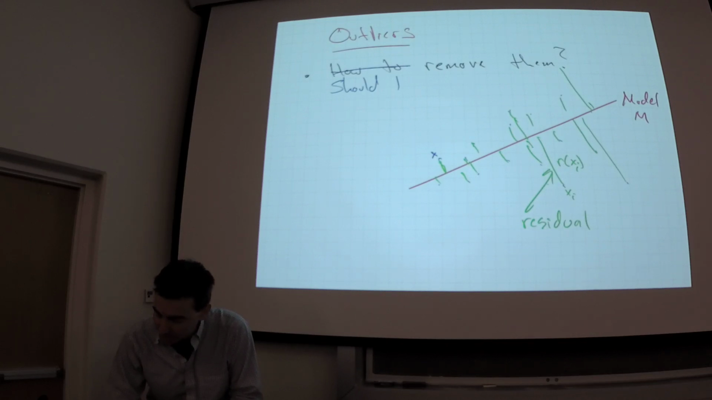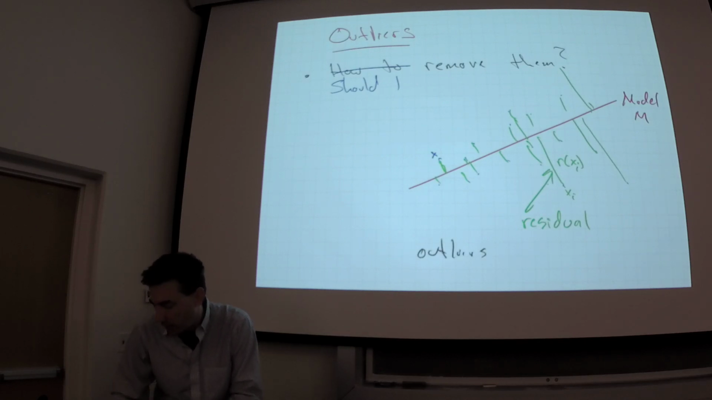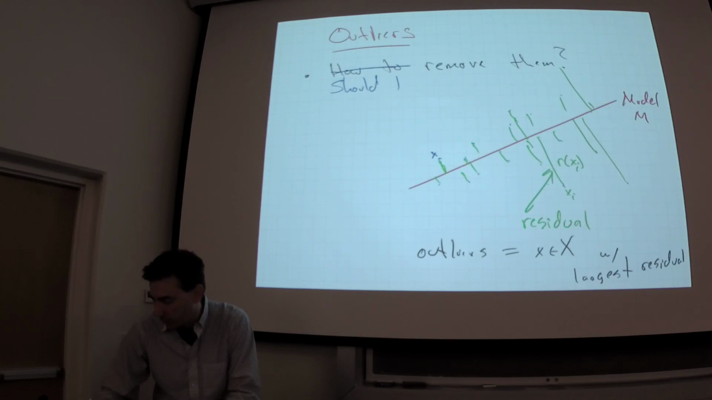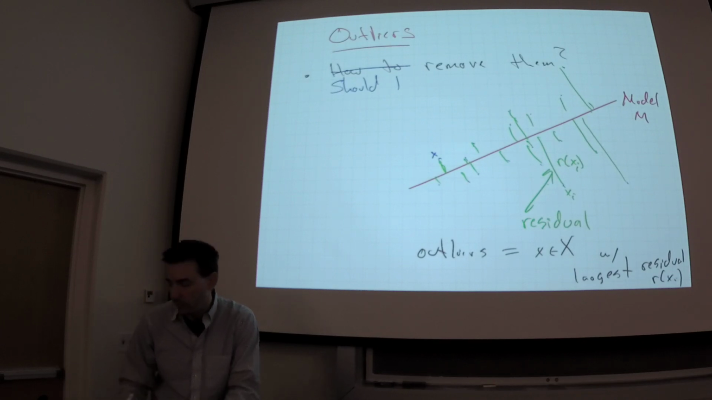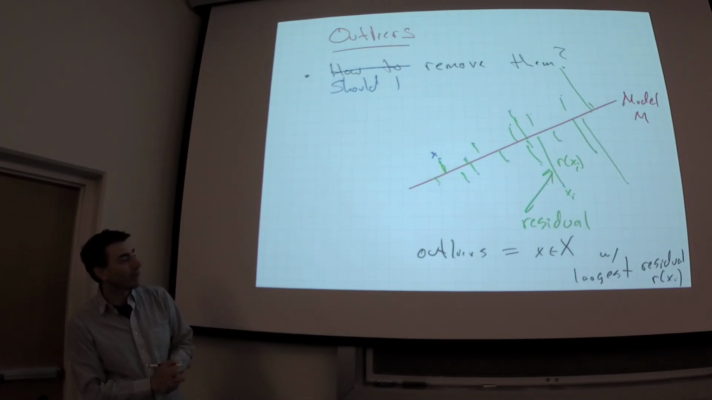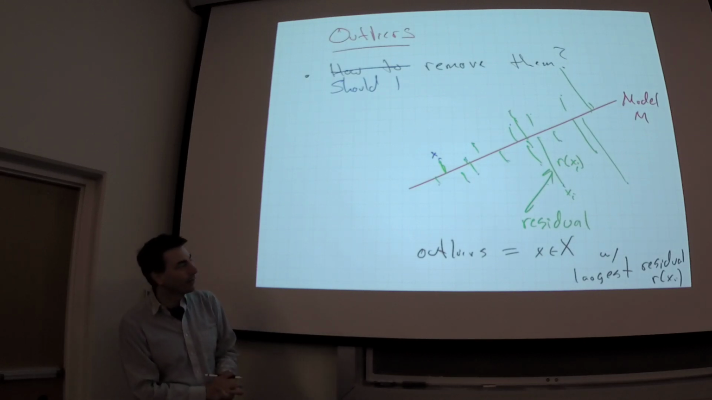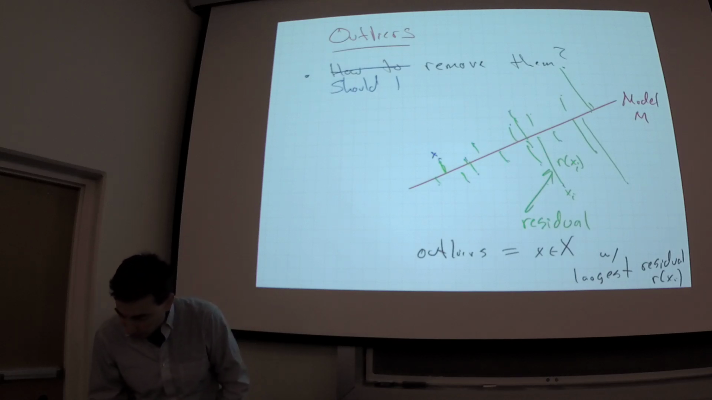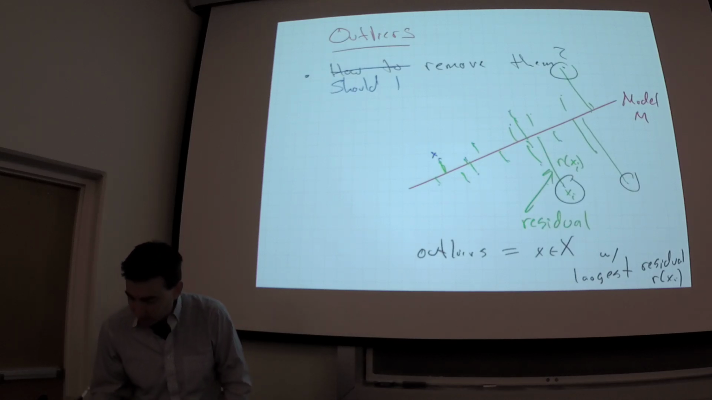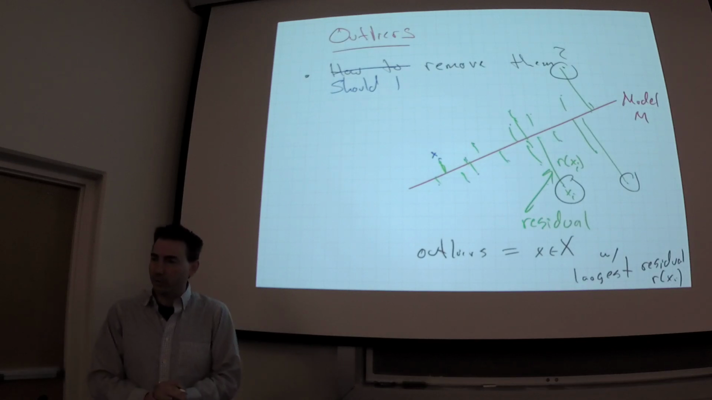So then hopefully it makes sense that the outliers are the data points with the largest residuals, right? So what I can do is build my model, find the ones with the largest residuals, maybe this one and this one, and then I can throw those away.